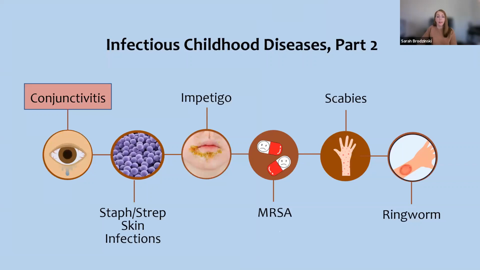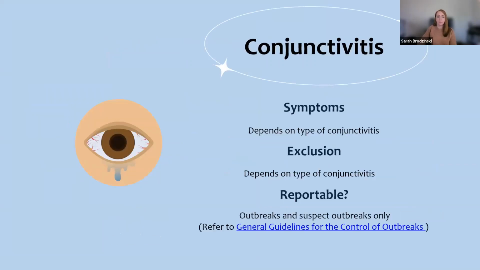discussing today. And as we mentioned, they can all be found on the school and childcare exclusion list that we looked at earlier. So let's dive in and discuss our first illness for the day, which is conjunctivitis, or commonly known as pink eye. As it turns out, the symptoms and exclusion for conjunctivitis will vary depending on the type of conjunctivitis that we are talking about.